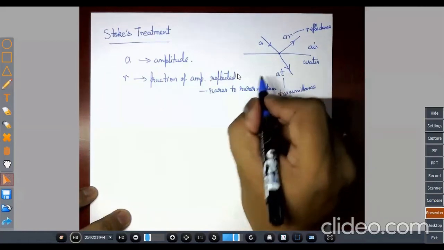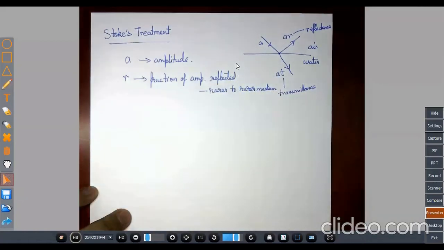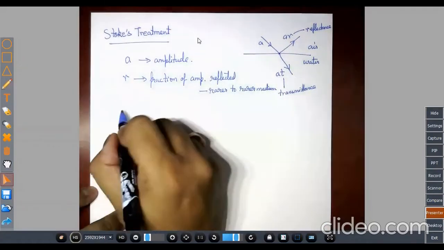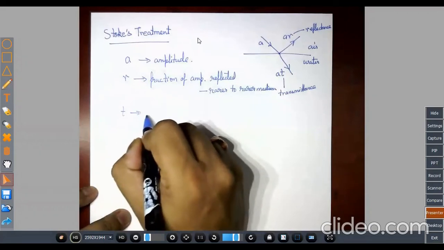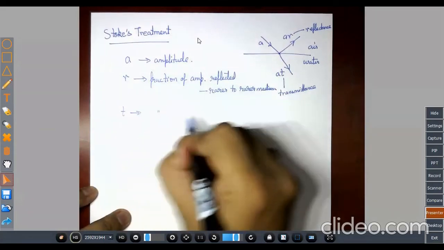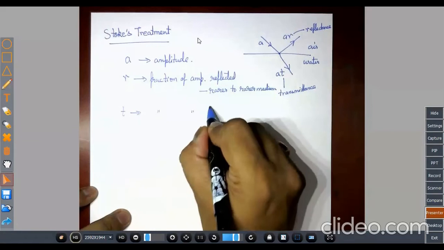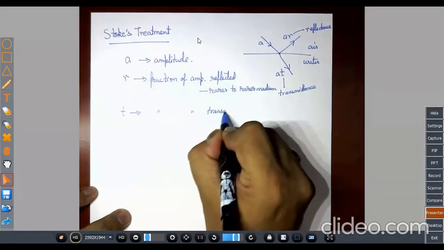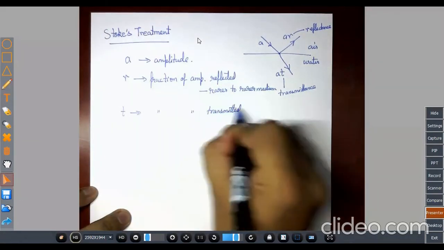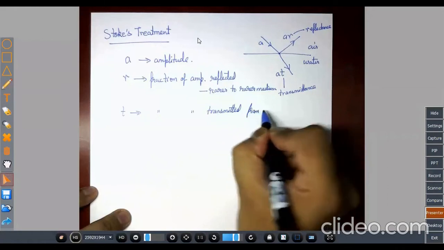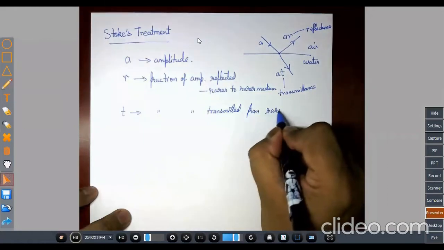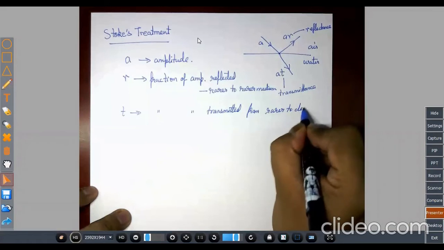It will be different for different medium. The value of both r and t will be different for different medium. t will be the fraction of amplitude transmitted from rarer to denser.